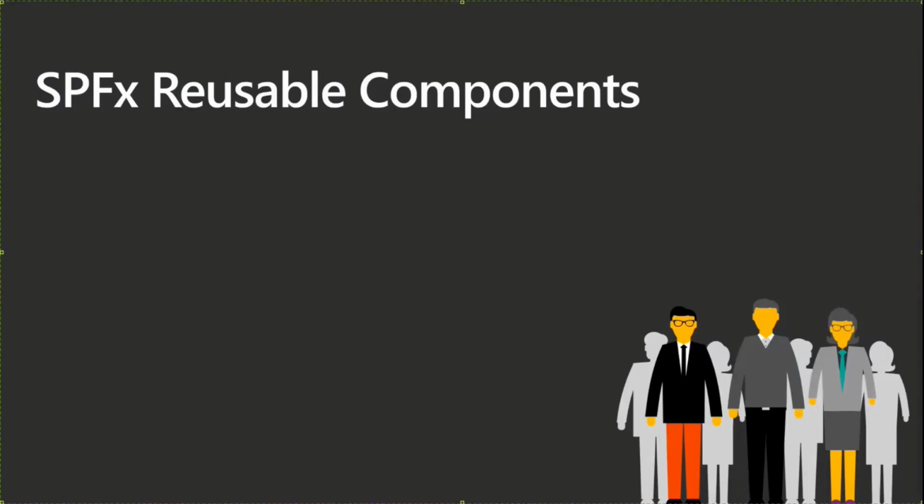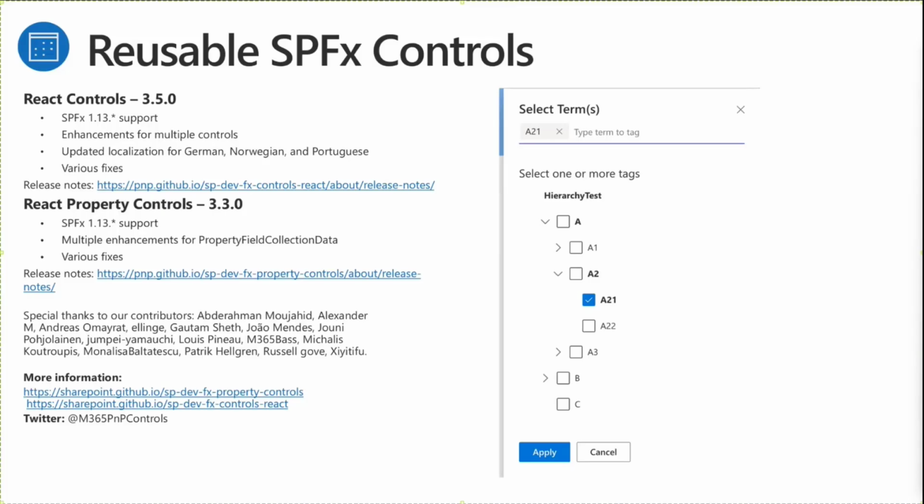Now, moving on to the projects, the SharePoint Framework reusable components. The latest version of React controls is 3.5, which has SharePoint Framework 1.13.1 support. So they're basically aligned on the latest version. This is needed because there are React dependencies and all of that, making sure that everything is aligned properly. And then on the property controls, 3.3 is the latest one. And the latest development here is related to the taxonomy control improvements.